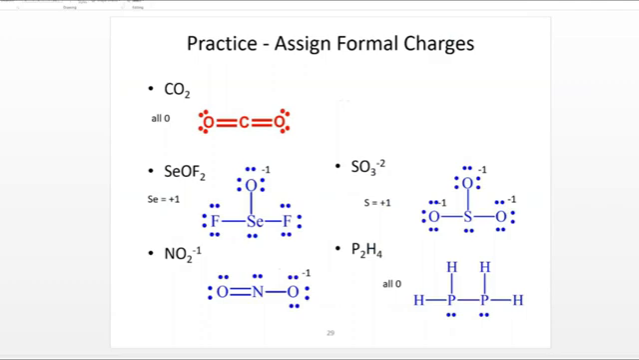Another question I frequently get is, how do we know which atom goes in the middle? There are 2 ways of doing that. 1, if you have carbon, usually it's carbon. 2, if there is less of an element, such as NO2, it's probably going to be the one with less of the element. So it's going to be nitrogen in that case.